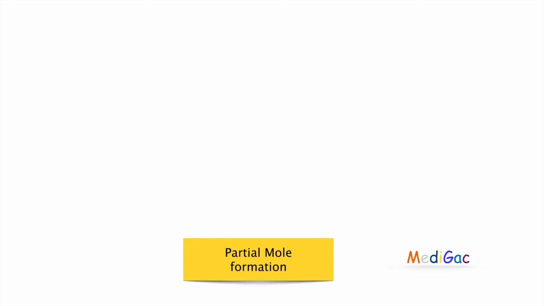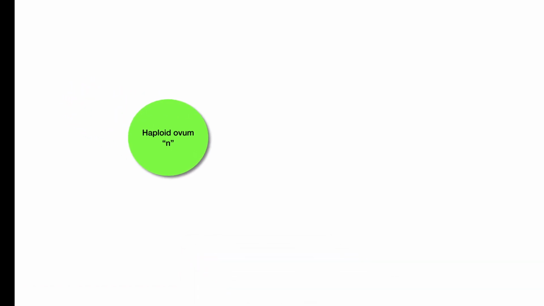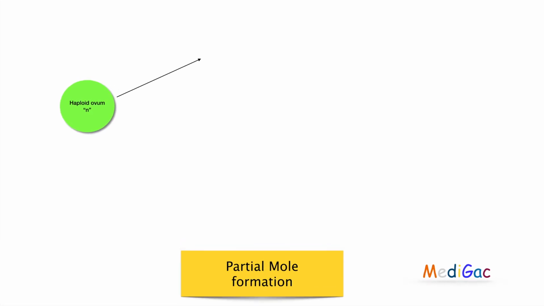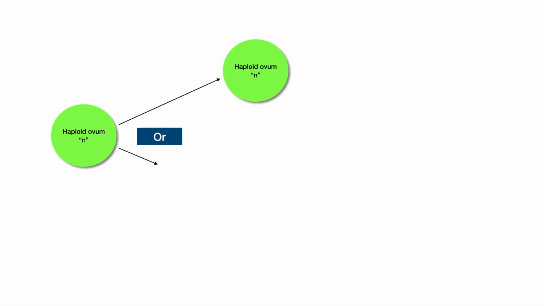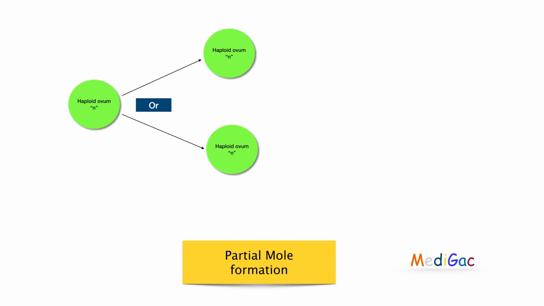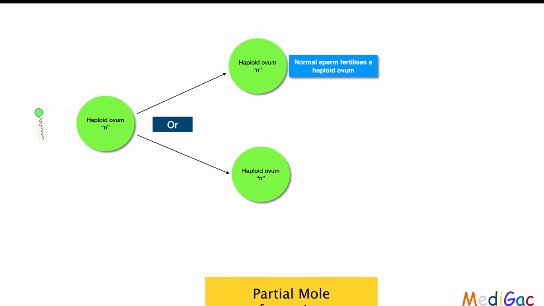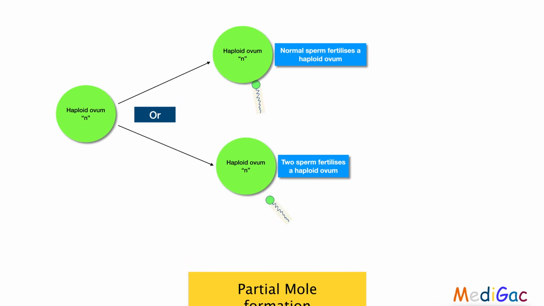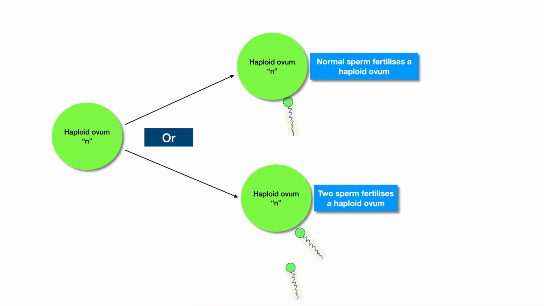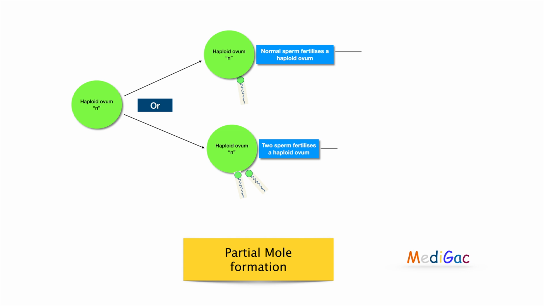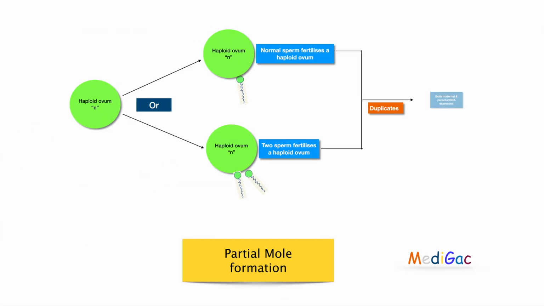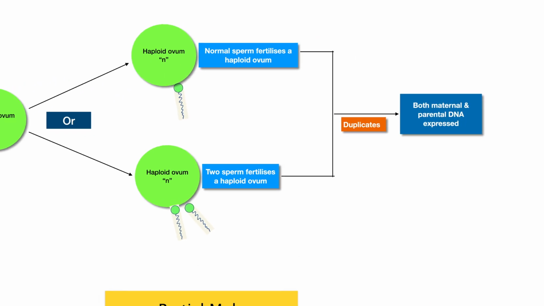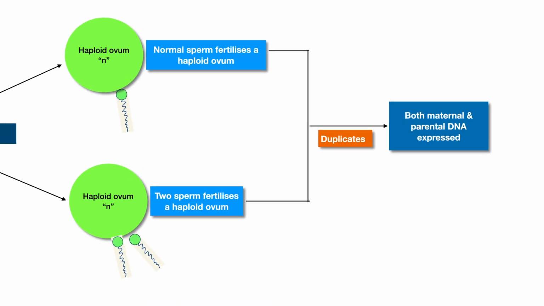Now come to the pathophysiology of partial mole formation. Here it starts with a haploid ovum. Here also there are two possibilities of haploid ovum fertilization. First one occurs when a normal sperm fertilizes a haploid ovum. Second one occurs when two sperms fertilize a haploid ovum. And finally these two types of fertilization start to duplicate. And as a result both maternal and paternal DNA are expressed.